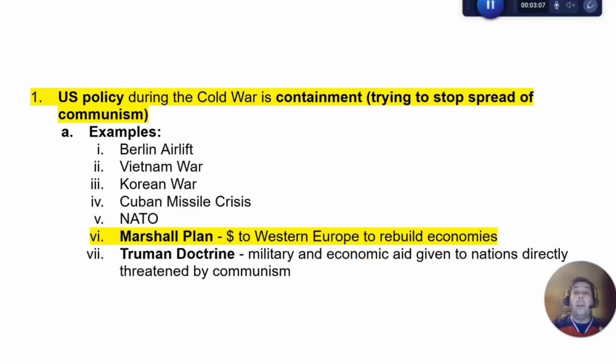But the Berlin airlift was to keep West Berlin from becoming communist. The Vietnam War was fought to keep South Vietnam from becoming communist. The only example on this list that was not successful. The Korean War fought to keep South Korea from becoming communist. The Cuban Missile Crisis to limit Soviet influence in Cuba. Now, they did not eliminate communism in Cuba. NATO, that is the North Atlantic Treaty Organization, designed to stop communism from spreading into Western Europe.